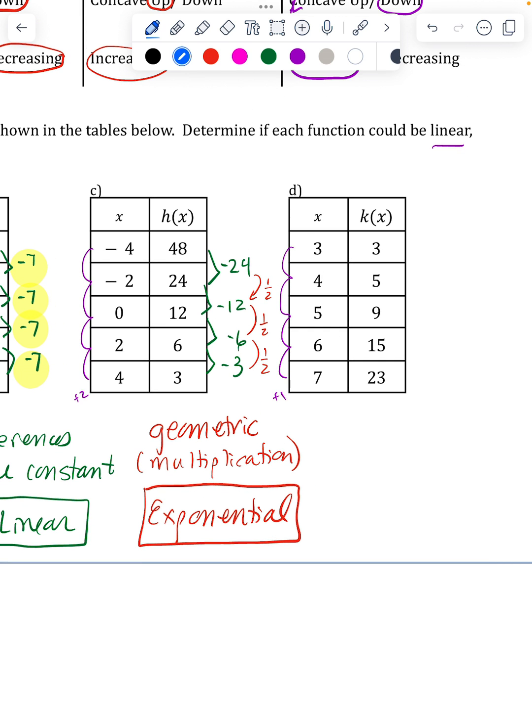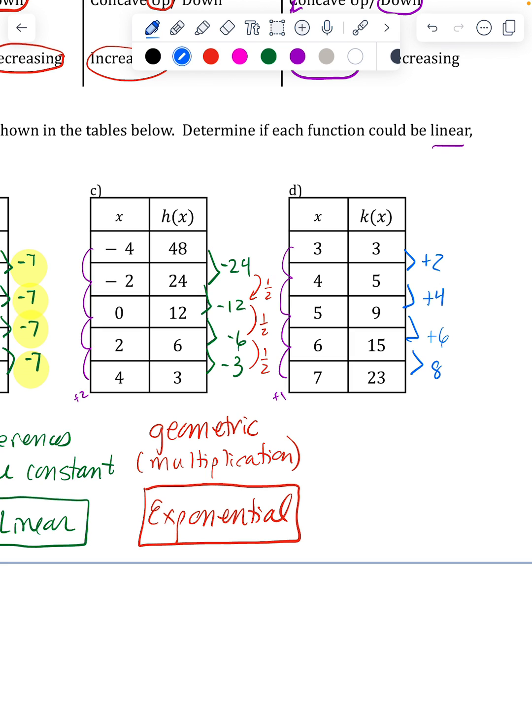Okay, here on the last one, this went up 2, this went up 4, this went up 6, and this went up 8. So they're not the same, obviously, but they're also not multiples of each other. I would have to go 2 times 2 to get here, but if I did 2 times 2 again, I'd get 8, not 6. So it's not following a linear pattern because they're not the same number, and it's not following a geometric or exponential pattern because they don't multiply to become each other.